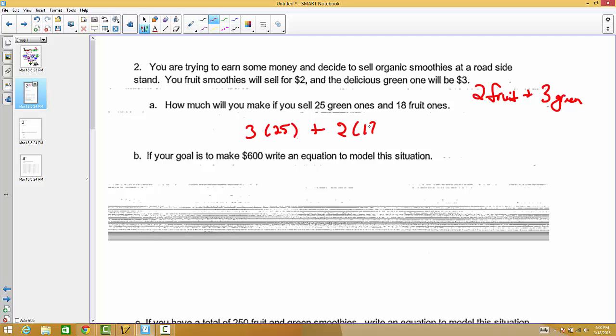So 2 times 18. So that would be 75 plus 36, which is 111.